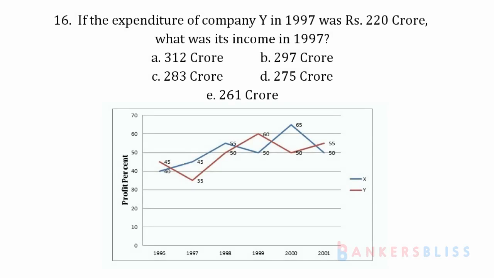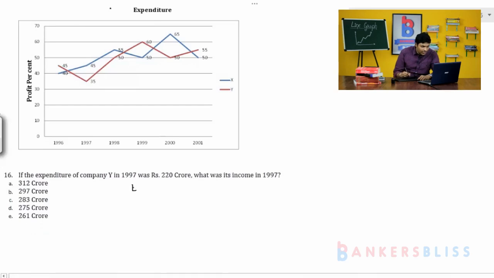If the expenditure of company Y in 1997 was 220, what was its income in 1997? So what are they telling? They have given that expenditure of Y, EY, is equal to 220, and profit percentage is 35%. You have to calculate on expenditure. So profit is equal to 35% of 220.